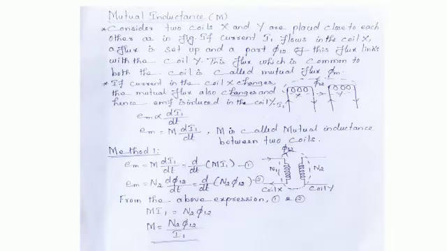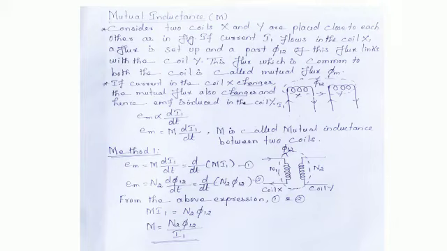So next one is the mutual inductance. Consider the two coils X and Y placed close to each other. If current I1 flows in the coil X, a flux is set up and a part of it, phi 12, of this flux links with coil Y. This flux, which is common to both the coils, is called mutual flux phi m. If the current in the coil X changes, the mutual flux also changes and hence EMF is induced in the coil Y.